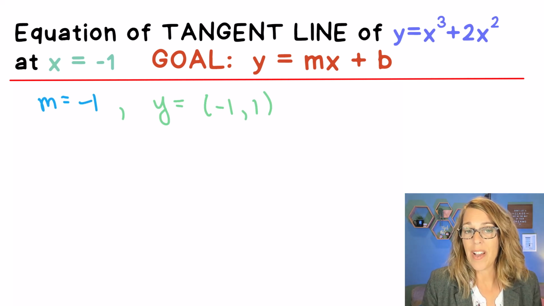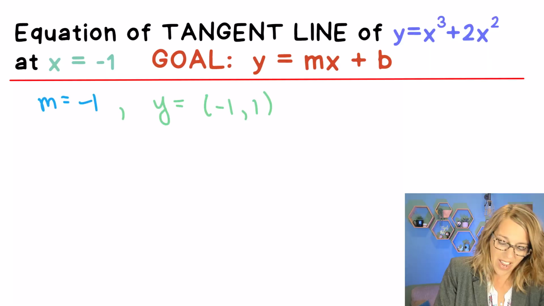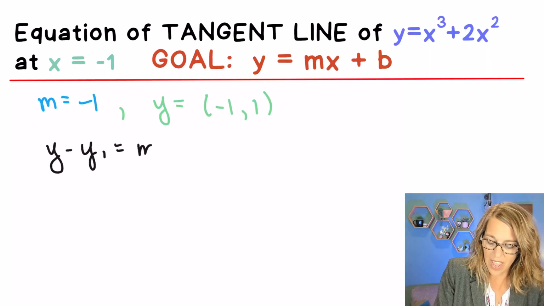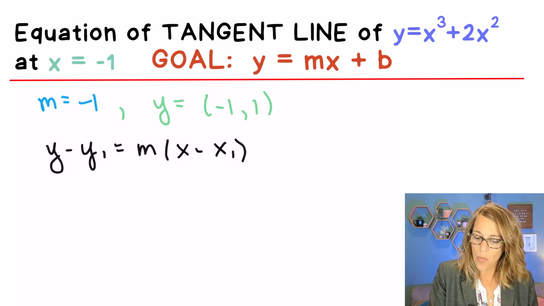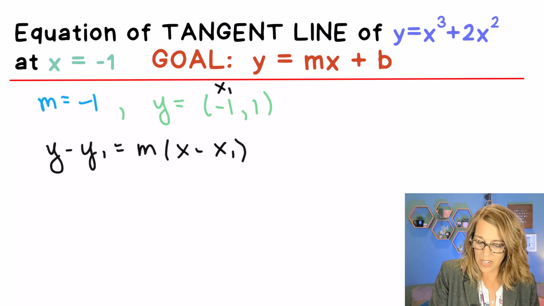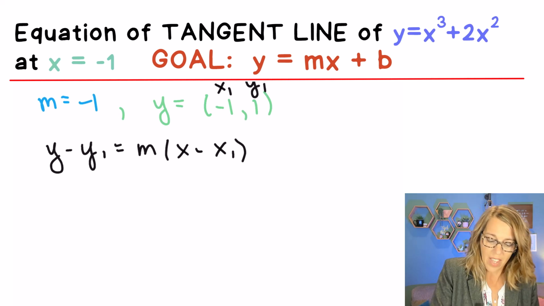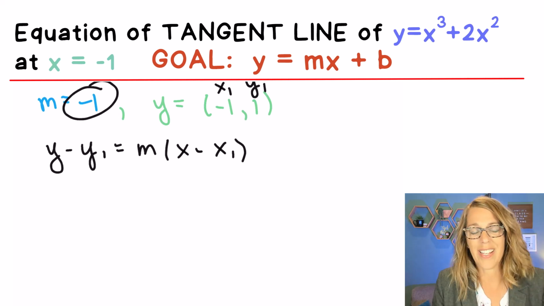Now you could definitely use y equals mx plus b to find the equation, or you can use point slope. I'm going to use the point slope formula. I think it's a little simpler for these examples, but both will totally give you the same answer. Okay, here's point slope. y minus y1 is equal to m times (x minus x1). x1 and y1 are our coordinates. So that's going to be x1 and y1. And we've got m here as -1.